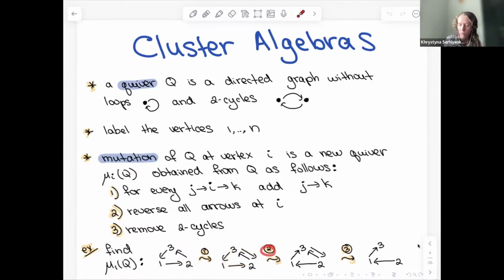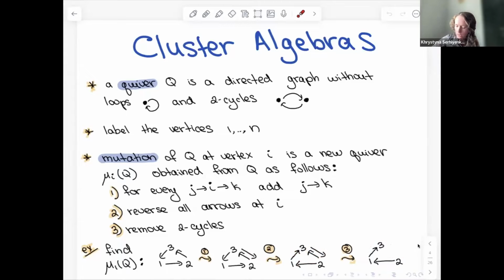In my step 2, I reverse the direction of the arrows at 1. So that's what happened here. We reversed these 2. And in step 3, did I create any 2 cycles? We see this is a 2 cycle, so I'm going to pairwise remove 2 such arrows. And this removes the 2 cycles, and this is my resulting quiver. Okay, so that's the quiver mutation operation.